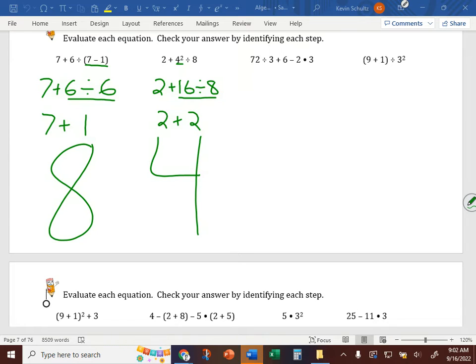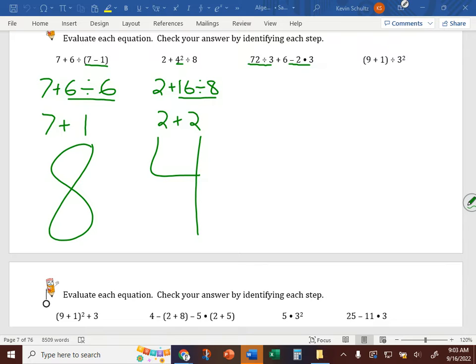Okay. Next one, 72 divided by 3 plus 6 minus 2 times 3. What am I doing first? Katie. I could do the negative 2 times 3 first. What else could I do in the same step? Cole. 72 divided by 3. Yeah, and why can I do those in the same step? Kaylin. Yeah, they're both in the same family, and one doesn't affect the other. Before we add here, we have to do each of those things first anyway. So because they're not directly connected, we can do them in the same step.